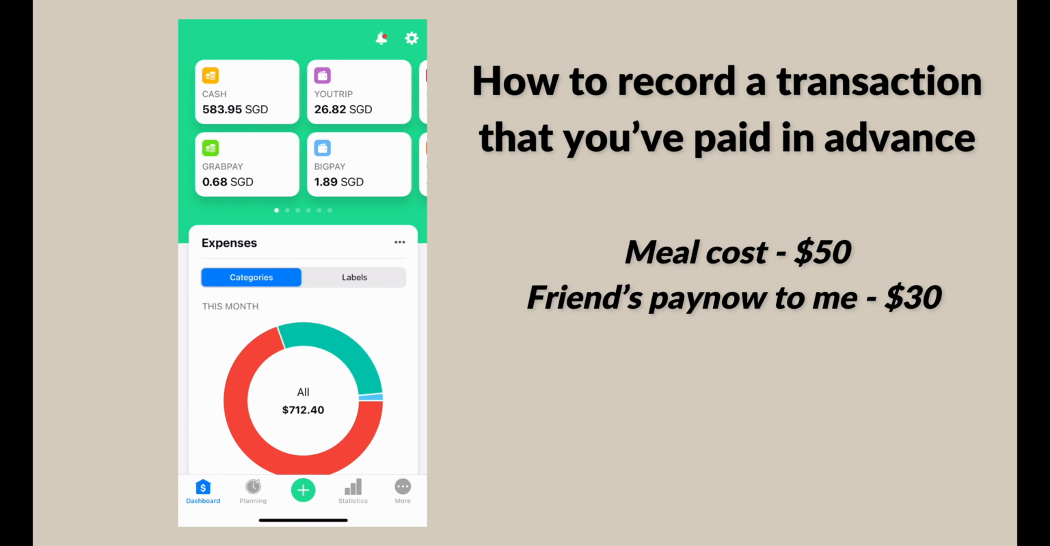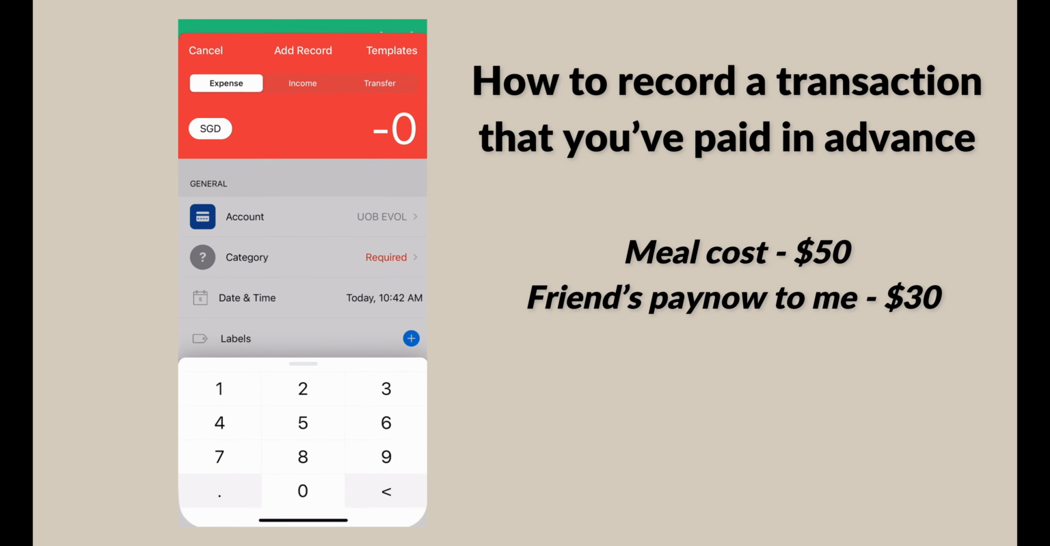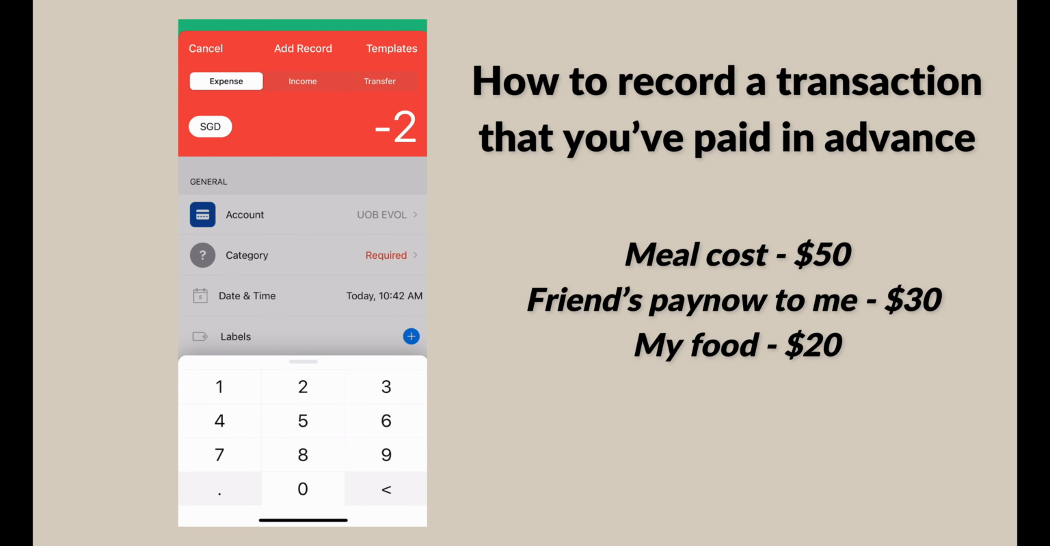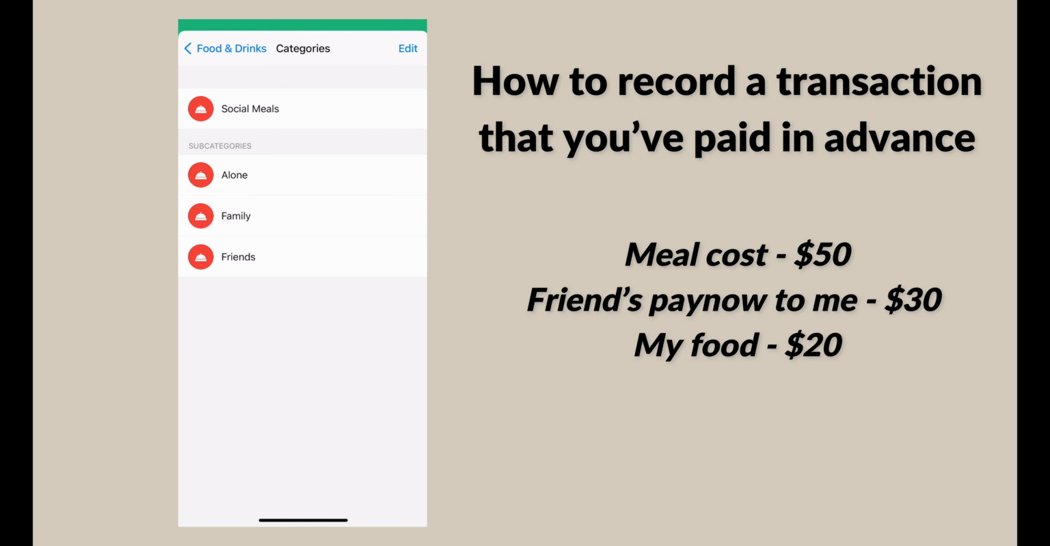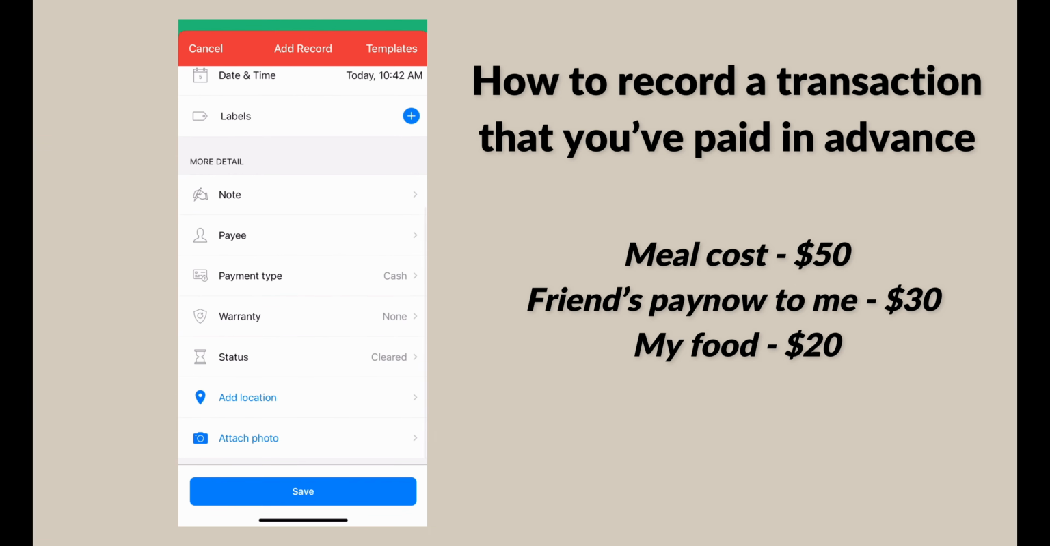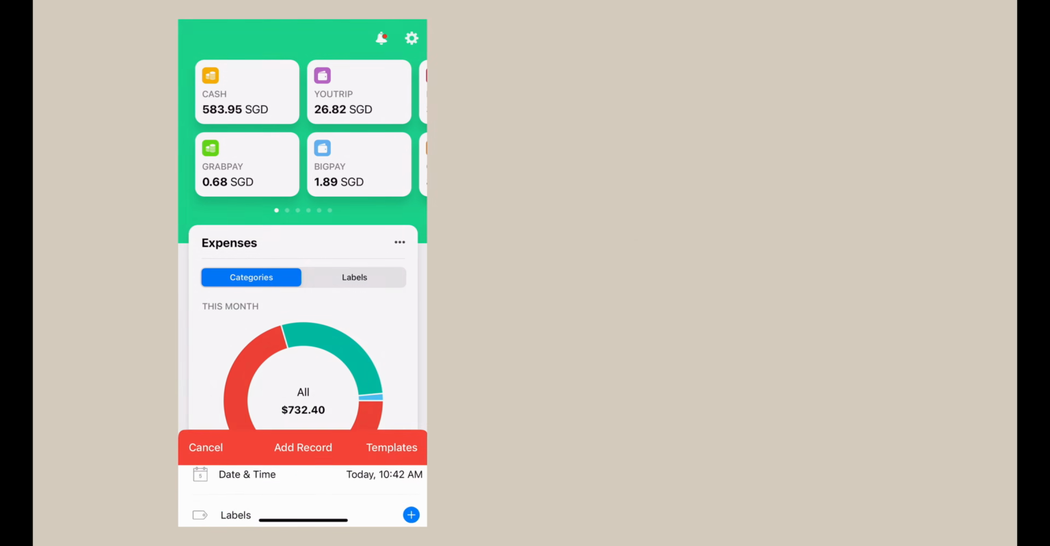After that, I will also key in the transaction for whatever that I have spent in that meal. $20, let's say it's for myself. It's a social meal out with my friends. So I will key in as this, and again, payment type will be mobile payment. This is how I recognize transactions.